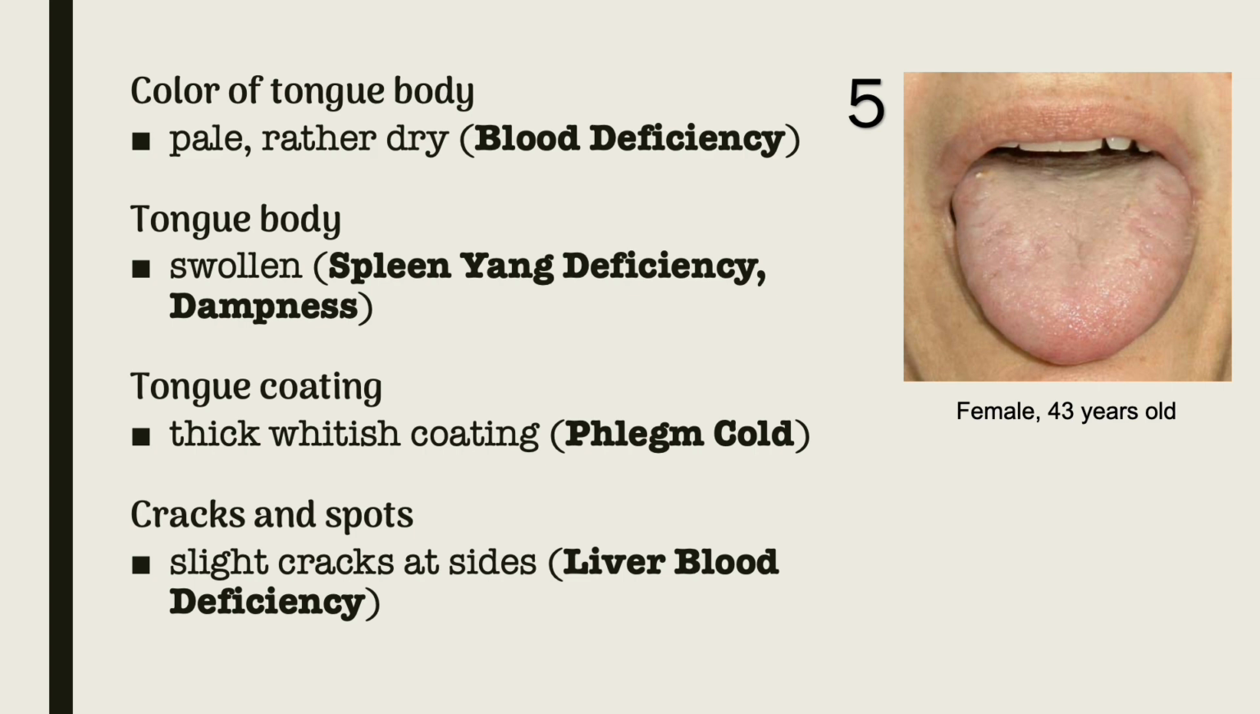Now let's go to case number 5. Female, 43 years old. The tongue body is pale and rather dry, so this is clearly blood deficiency. The tongue body is swollen, so this is very spleen yang deficiency and dampness. The tongue has a thick whitish coating. Thick means phlegm, whitish, cold. So it's phlegm cold. There are slight cracks at the sides. So that's liver blood deficiency.